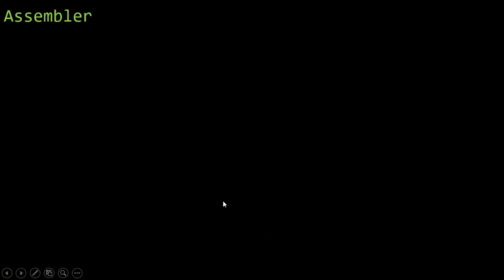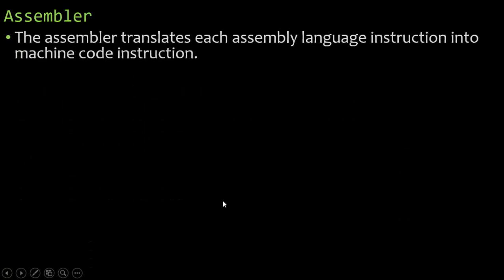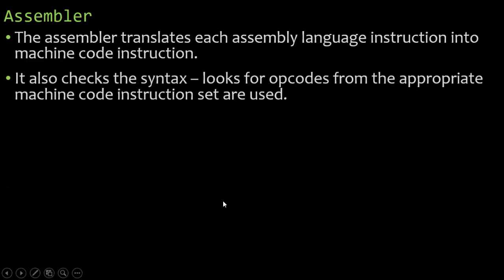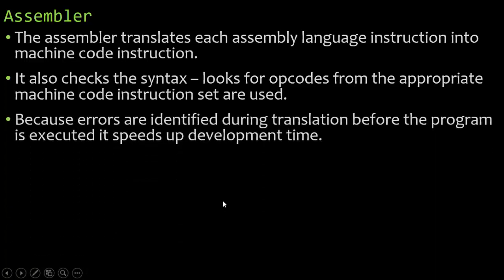So with assembly language, you have what's called an assembler. The assembler translates each assembly language instruction, like add, subtract, increment, decrement, into machine code instructions. And it also checks the syntax. It looks for opcodes from the appropriate machine code instruction set being used. Are you using things that don't exist? If so, it's not going to allow you to do that. The things that do exist, are you using them correctly? That's what we mean by checking the syntax. Now, because errors are identified during translation before the program is executed, it speeds up development time.